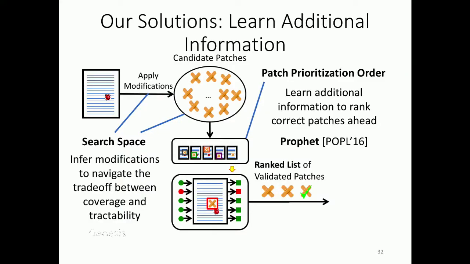Another key component besides the patch prioritization order is the search space. We want to operate on a search space that covers many useful patches while at the same time remaining tractable. So we developed a system called Genesis that can automatically infer from human patches how humans change code to fix certain types of errors. Then we use the automatically inferred modification rules to generate candidate patches. The goal is to get a better trade-off between coverage and tractability and make the patch generation system more effective.